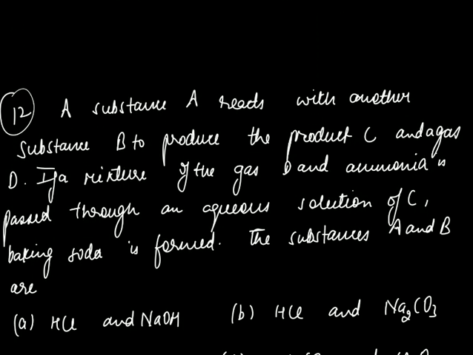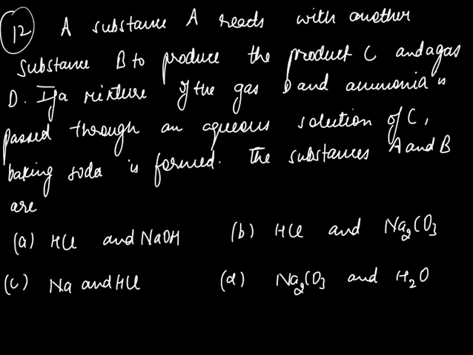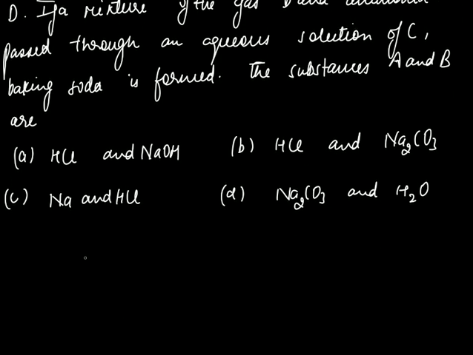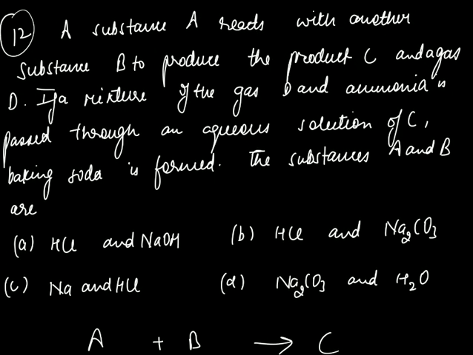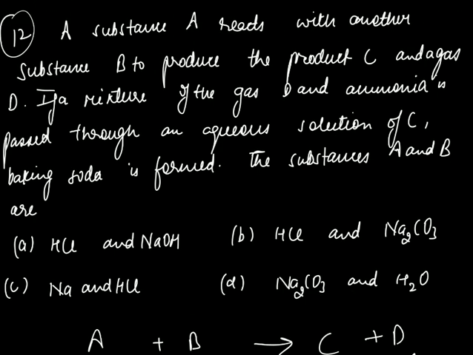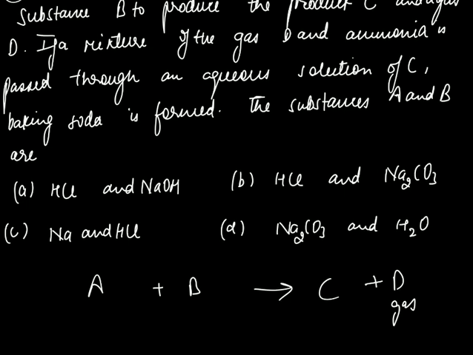Then we go to the next. Substance A reacts with another substance B to produce C. Whenever you get these equations, please write like this. So we have A, B, C, we don't know what A, B, C stand for, and a gas D is formed. So D is a gas that we know. If a mixture of gas D and ammonia are passed through an aqueous solution of C, baking soda is formed.